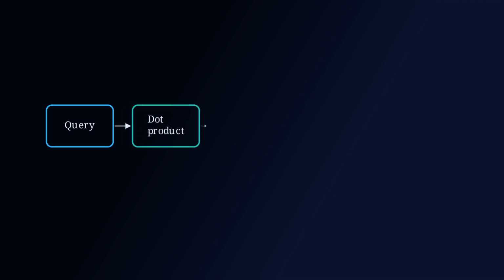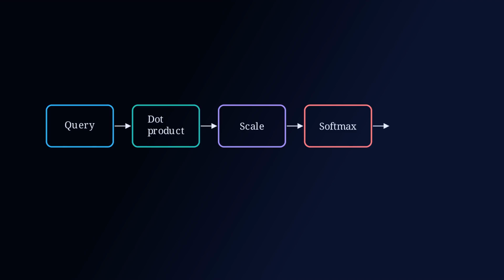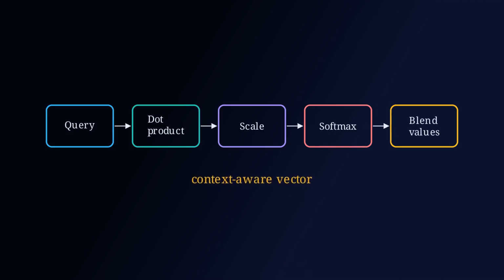Let me replay the whole pipeline for one word in a single sweep, so the shape of it settles in. Query out, dot product against every key. Scale, softmax into weights, blend the values. Out comes a context-aware vector, that is one attention computation start to finish. But it is not special. Every single word in the sentence does this at the same time.